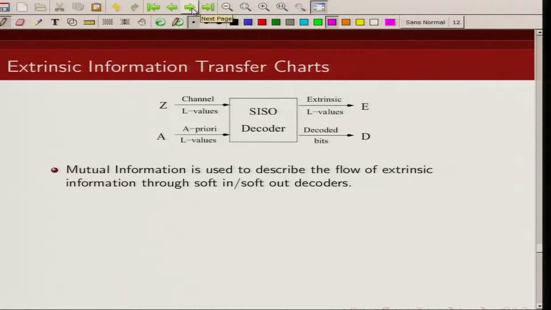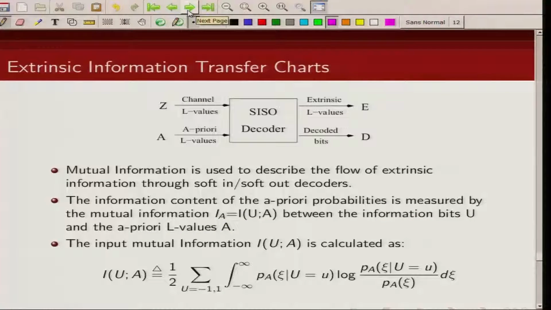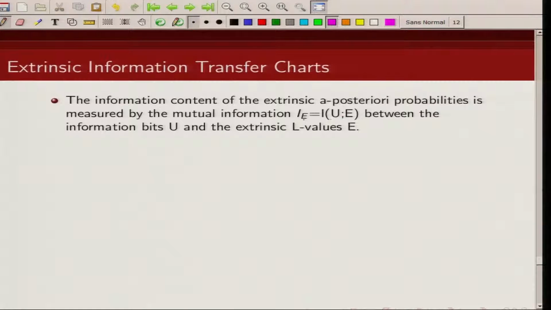The third method which was proposed is based on mutual information. So, mutual information was used to describe the flow of information through this soft input soft output decoder. So, there were two quantities which were described here. Basically, one was this input mutual information, which is the mutual information between the information bits and the a priori value, and the second term which was defined here was the extrinsic mutual information, which is the mutual information between the input bits and the extrinsic values.